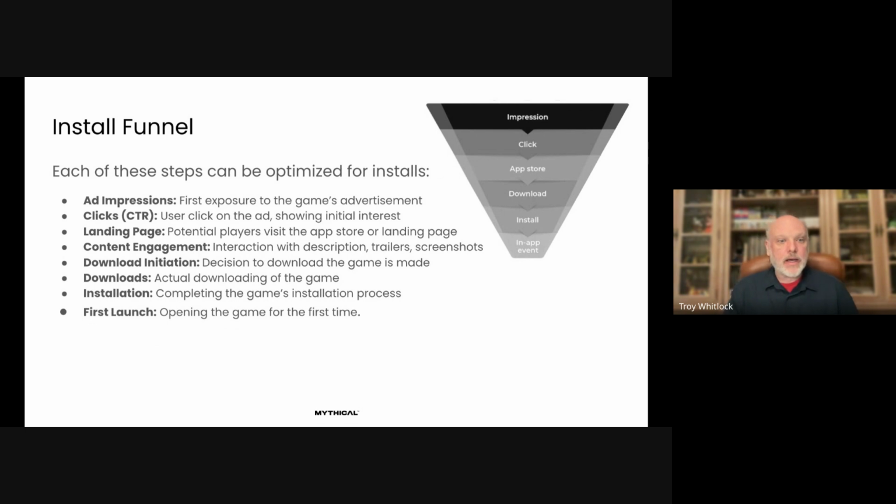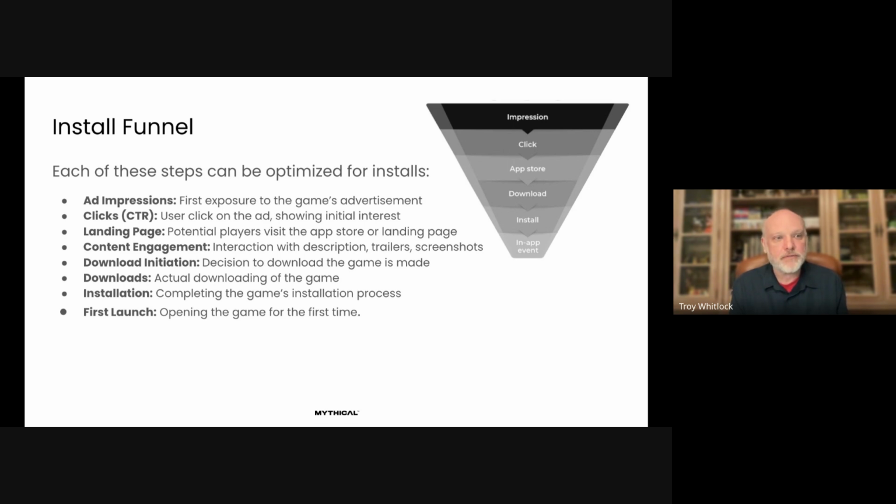And then first launch. Even after someone has downloaded and installed the game, they may not have actually opened it. So what are the aspirations, or what are the calls to action? Sometimes there are incentives that you can add to the ads, like: this week, log in to get this benefit. Hopefully that completes the cycle, and the players actually open the game. It's not an insignificant number of players who will download and install a game and never open it.